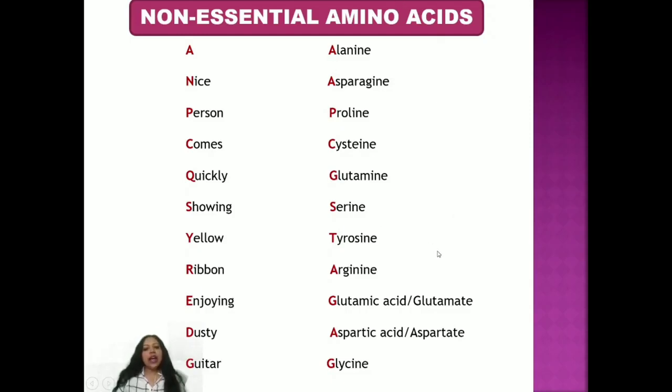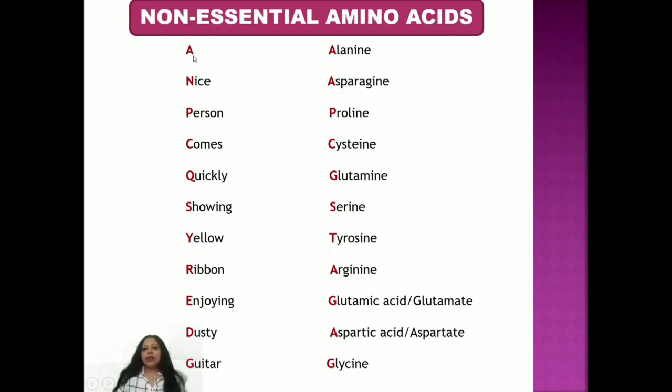So what I have created for you is that a nice person comes quickly, showing yellow ribbon, enjoying dusty guitar. Simple, interesting, nice. Once again, a nice person comes quickly, showing yellow ribbon, enjoying dusty guitar. It's a very simple and interesting sentence you might get.